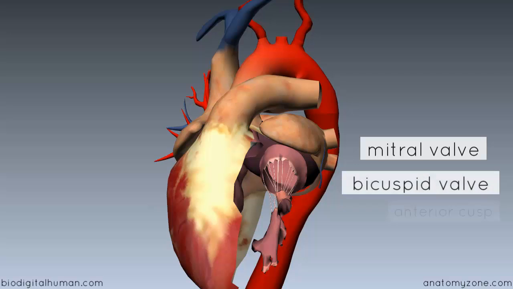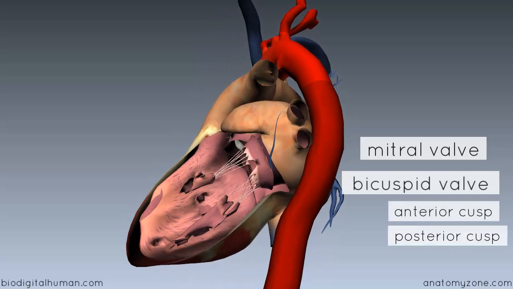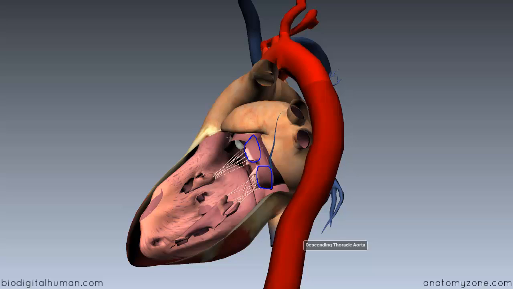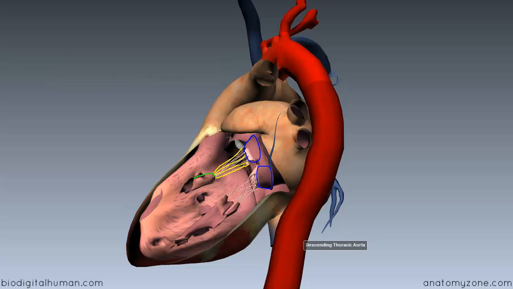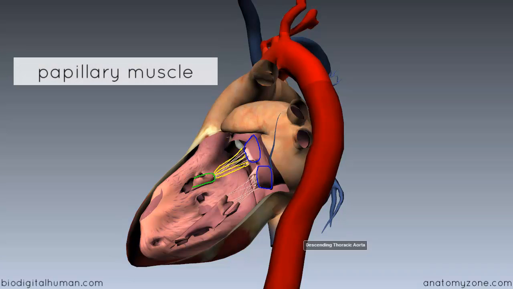You've got an anterior cusp which is larger, and you've got a posterior cusp at the back which is a little bit smaller. So anteriorly you've got the anterior cusp, and you've got the smaller posterior cusp at the back. And just like in the right ventricle, it's attached to a papillary muscle by these chordae tendineae. So these cords which you can see here, I'm just highlighting them in yellow. And you've got the papillary muscle here anchoring it to the ventricular wall.